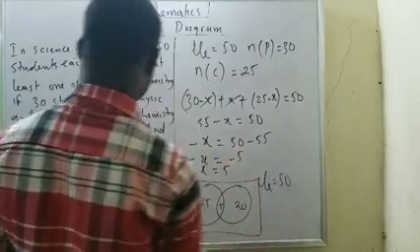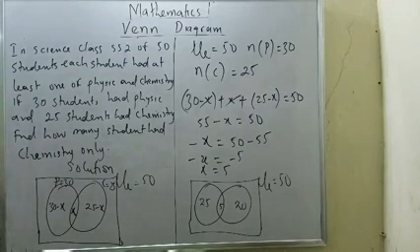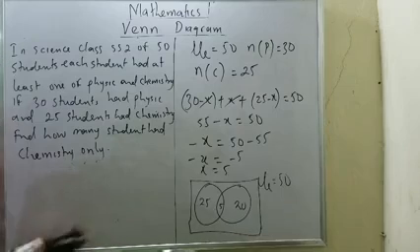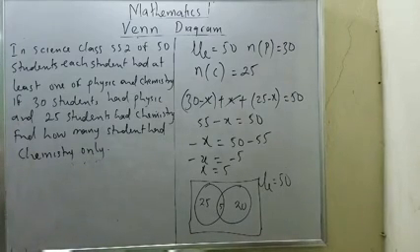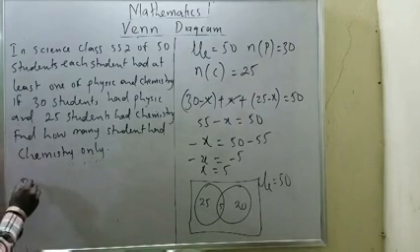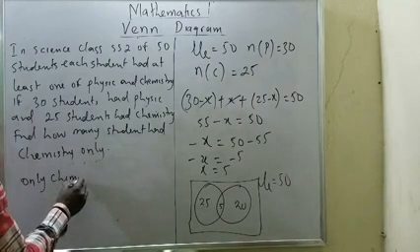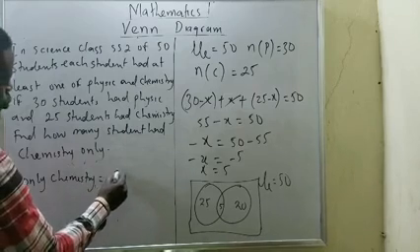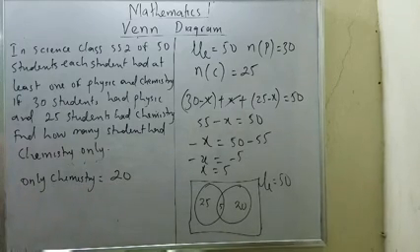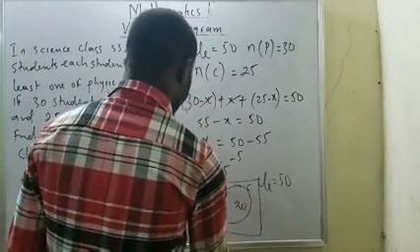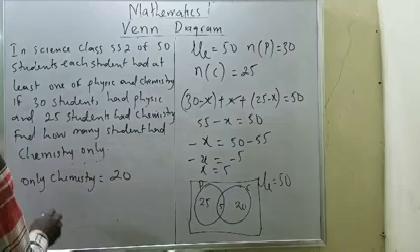Now, if somebody asks me for chemistry only, I need to take this part. Chemistry only, only chemistry, will be equal to 20. This is chemistry. This is physics. Now, physics only.